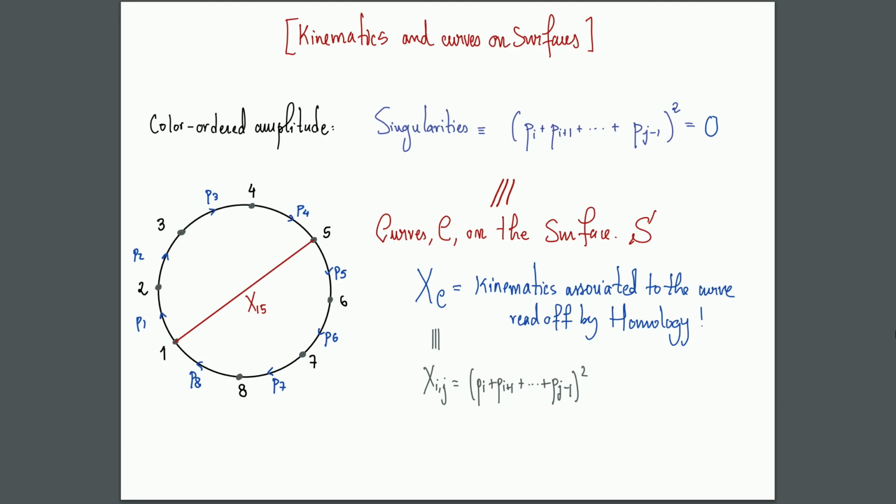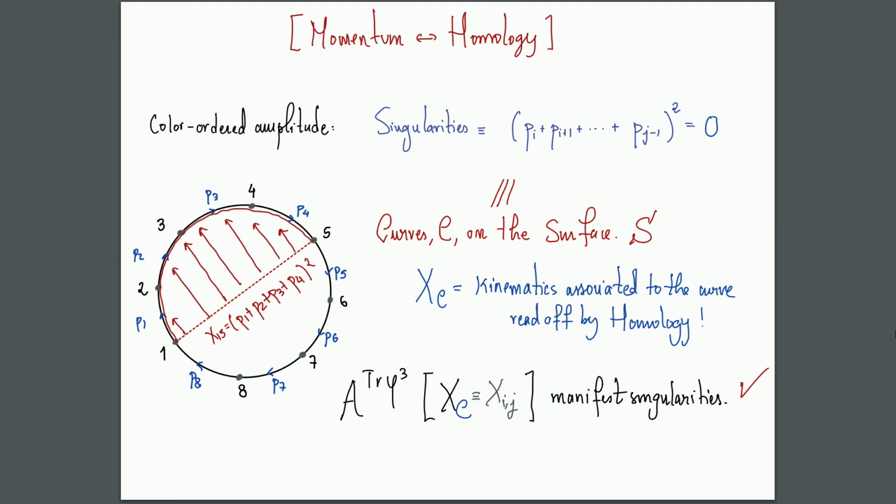So let's look at the example of the disk. If I assign a momentum to each boundary component of the disk associated to the respective particle, then I can define a curve C on the disk going between two marked points, and to it I can associate a kinematic variable that I can read off by homology. So this curve from 1 to 5, I can deform into this boundary curve whose momentum then is the sum of P1 plus P2 plus P3 plus P4.